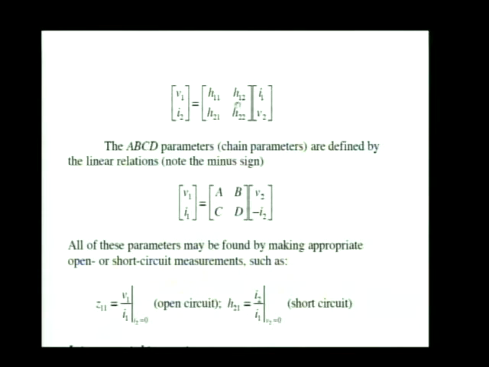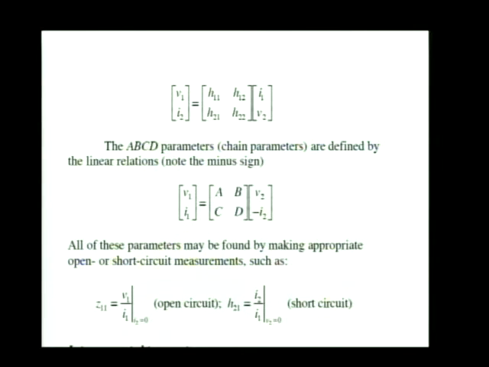That's not the only way you could go about it. Here's another possible combination. Let's say V2 and minus I2 were the known quantities, and we wanted to solve for V1 and I1. Then the most general linear relationship that you could write would take the following form as a matrix equation, where we've got a matrix of coefficients. These are the A, B, C, and D coefficients. That's the ABCD matrix altogether.